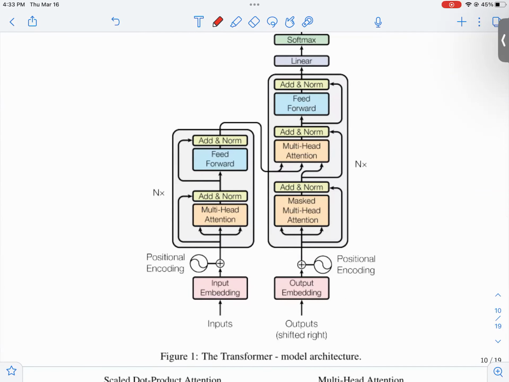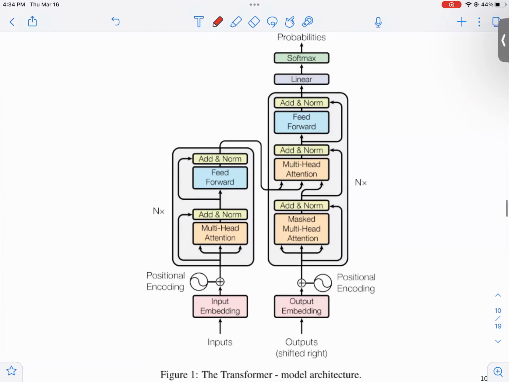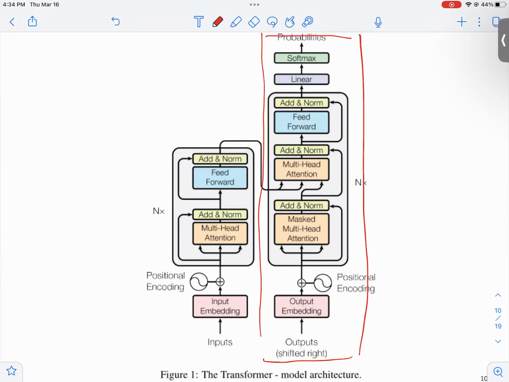And I'm going to try to explain. This part is an encoder. This part is a decoder. We're going to just focus on this decoder part. The decoder is enough for us because we're not doing translation. This is called a decoder-only transformer, and this already performs very well. So just ignore the left half.